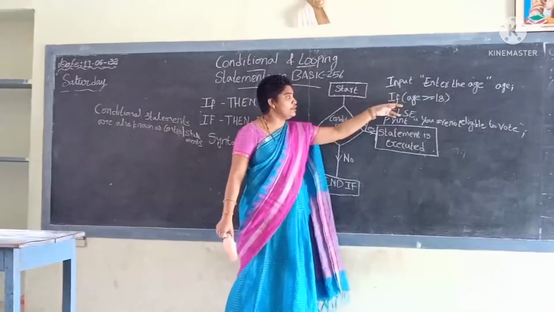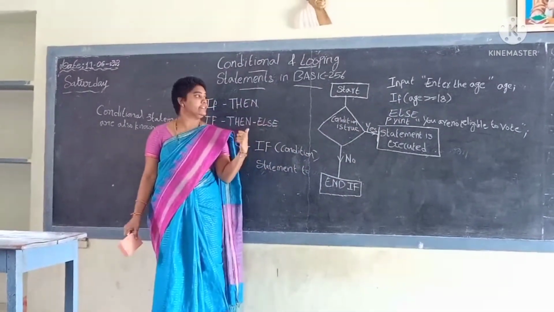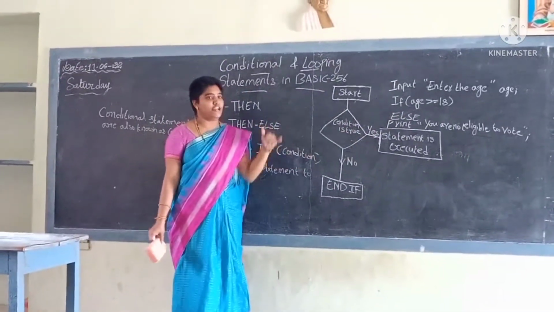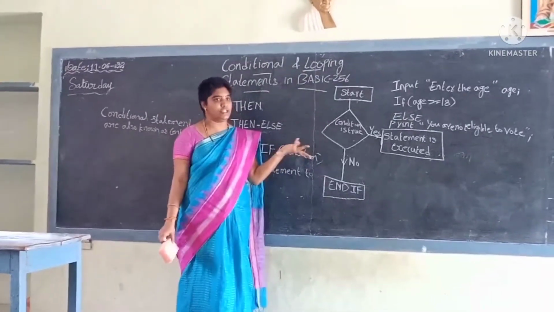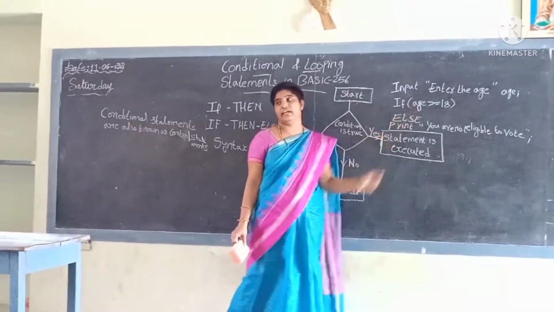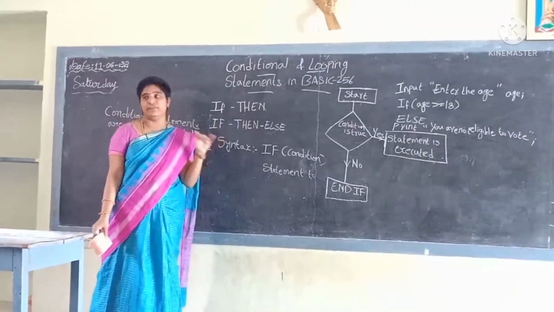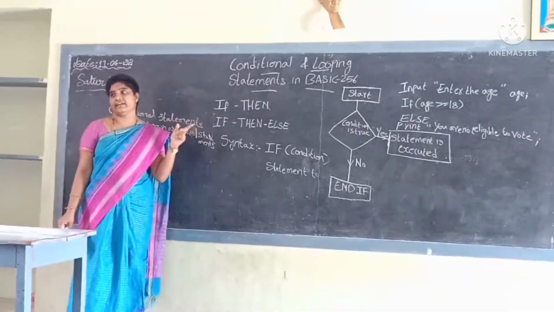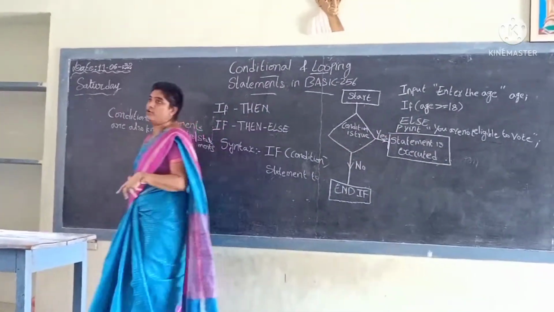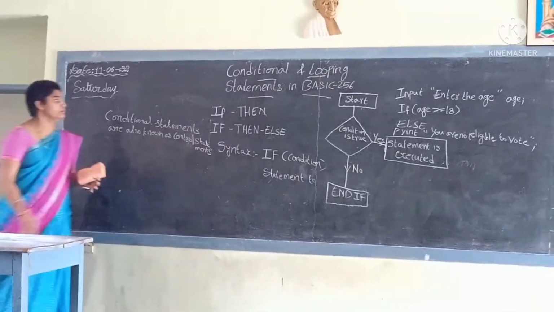So if the control checks the condition here, age greater than or equal to 18, it will continue to print "you are eligible to vote." Again, if we give our age as 16 or something, first the condition will be checked here. Age 16 is less than 18. So the control will come out of the if condition. It will check the else statement. Else, what is the statement to be printed? "You are not eligible to vote." So the output will be displayed as "you are not eligible to vote."